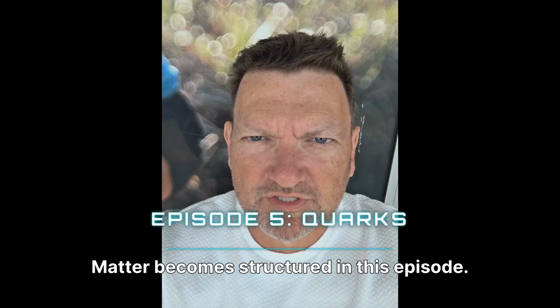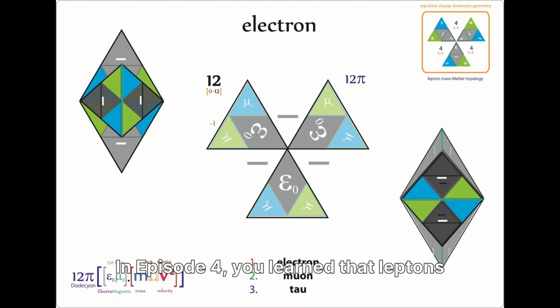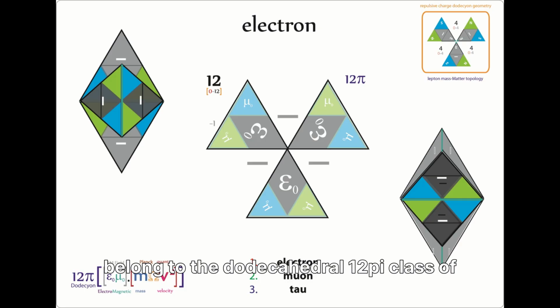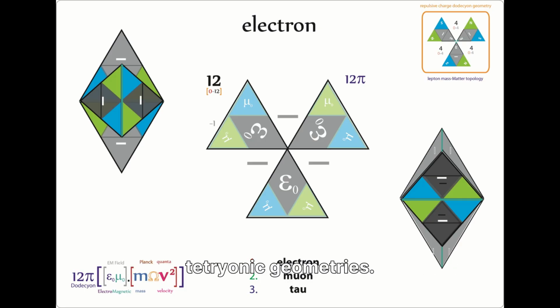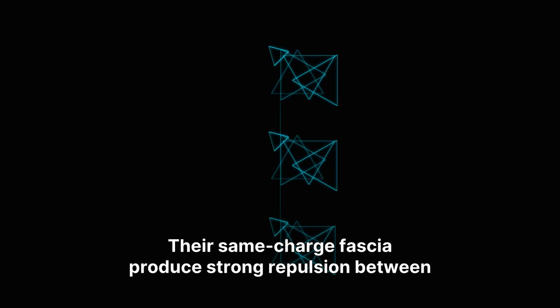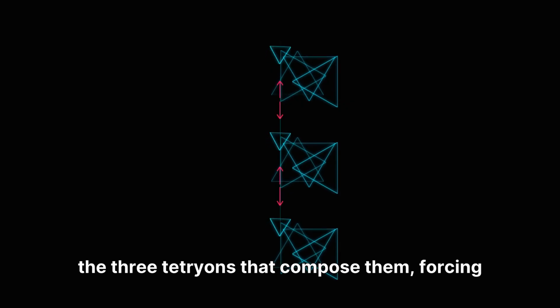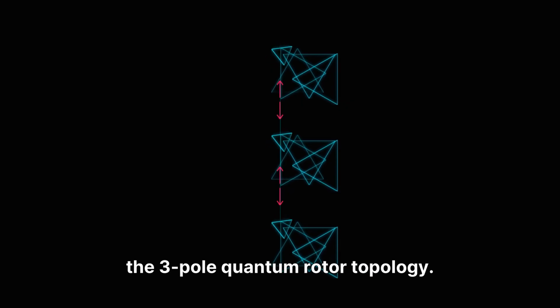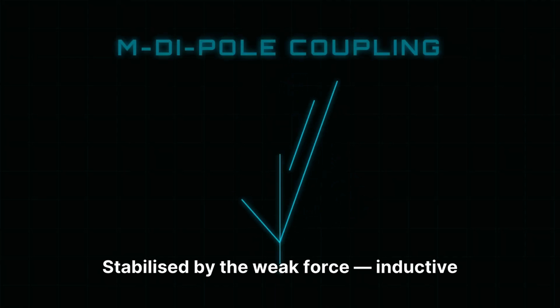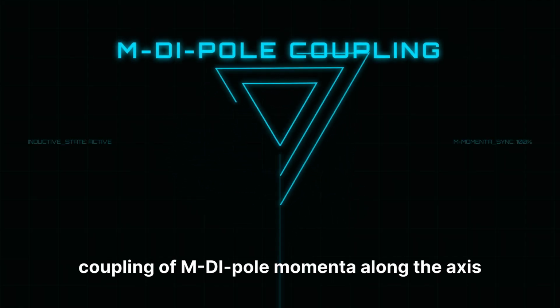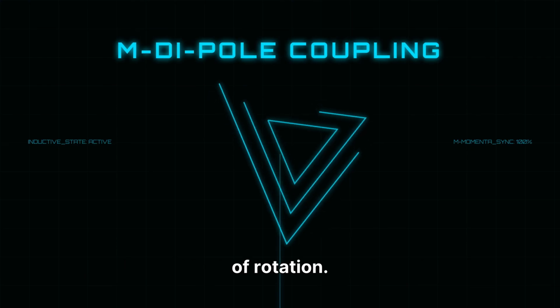Matter becomes structured in this episode. In episode 4, you learned that leptons belong to the dodecahedral 12pi class of tetrayonic geometries. Their same-charge fascia produce strong repulsion between the three tetrions that compose them, forcing the three-pole quantum rotor topology, stabilized by the weak force, inductive coupling of MDI pole momenta along the axis of rotation.